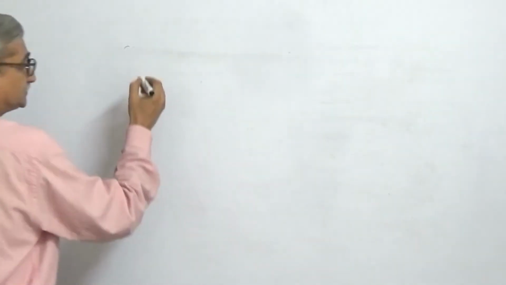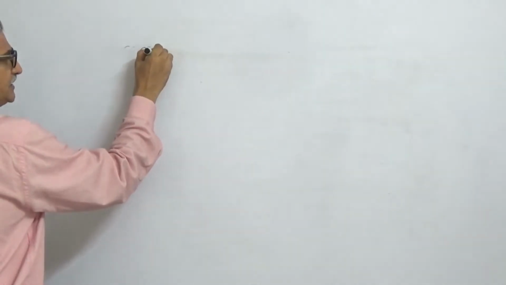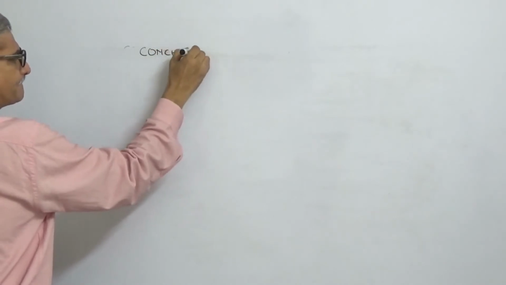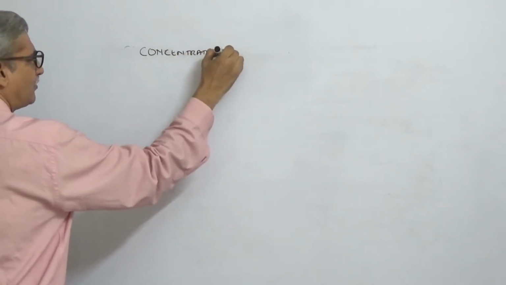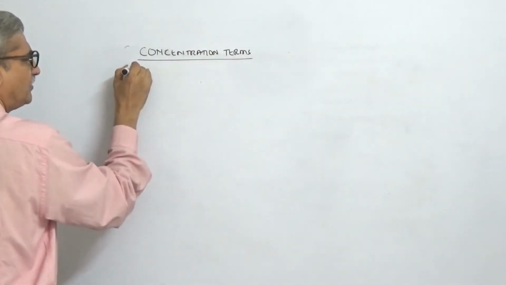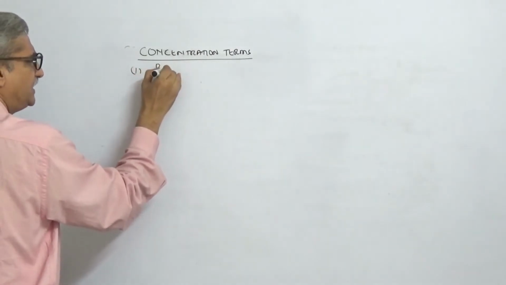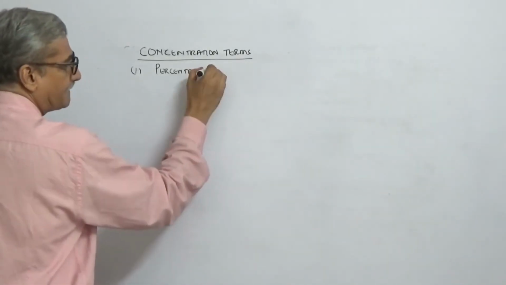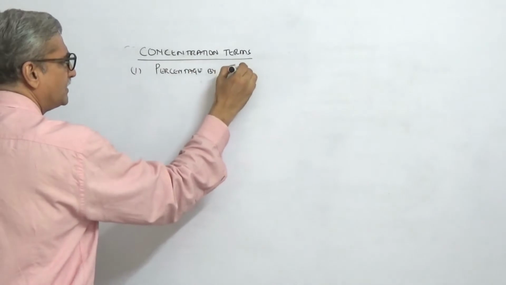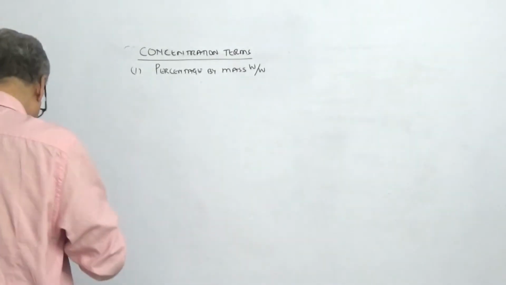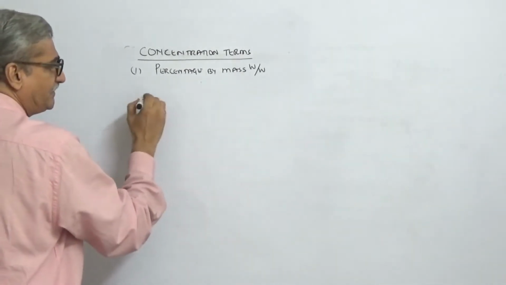So we are talking about concentration terms. The first one that I am talking about is percentage. It is percentage by mass, which is weight by weight. Is this clear? So what is percentage by mass?